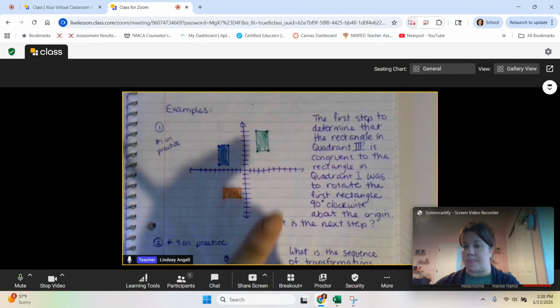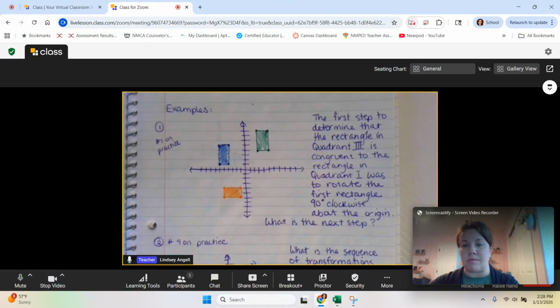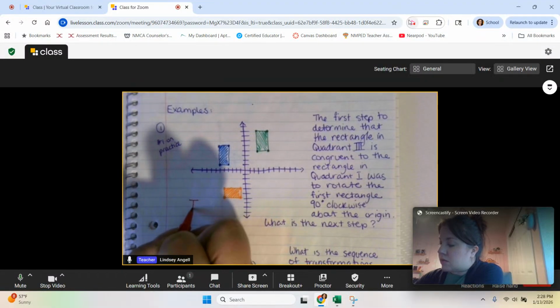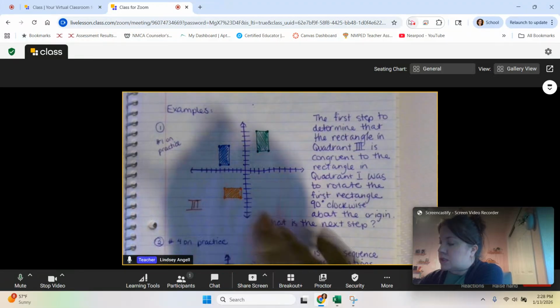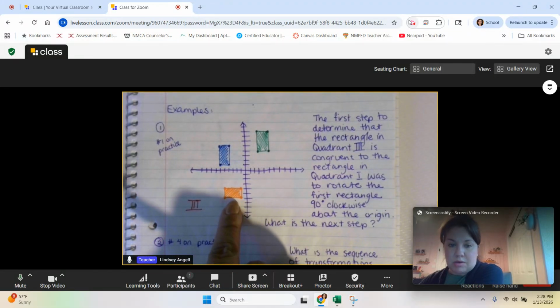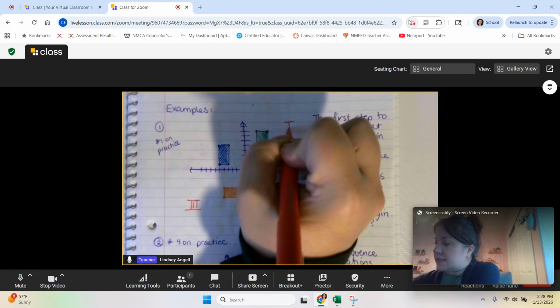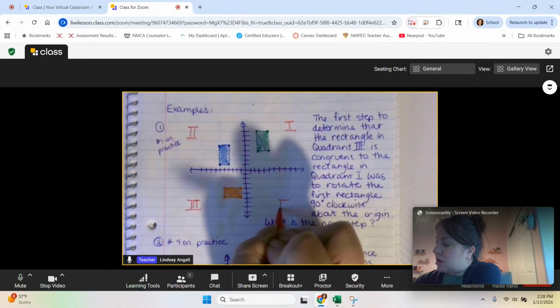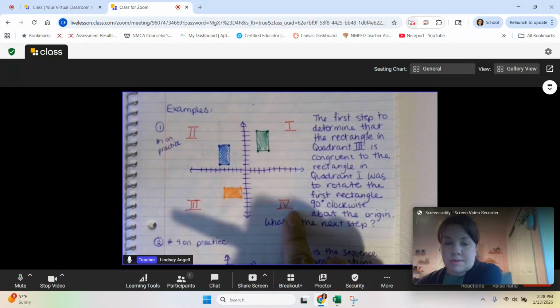Okay, so it says, the first step to determine that a rectangle in quadrant 3 is congruent to the rectangle in quadrant 1 was to rotate the first rectangle 90 degrees clockwise about the origin. What is the next step? So remember, here's quadrant 3. So we're starting with this orange rectangle. This is quadrant 1. We might as well label all of them. Quadrant 2, quadrant 4. We don't really need to worry about this one today.